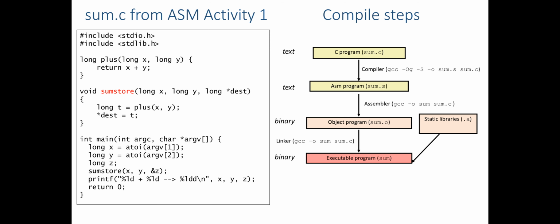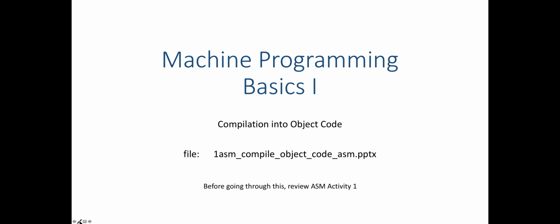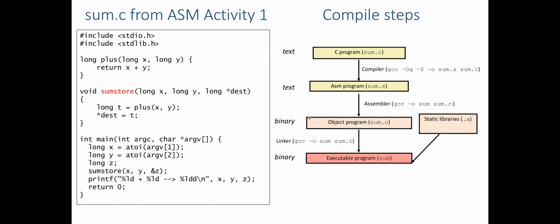Now, code like this, a C program, can be compiled using these flags here, minus capital OG and minus capital S, to create simply an assembly language program. And that's what we're going to work with most of the time for the next few weeks of the semester.